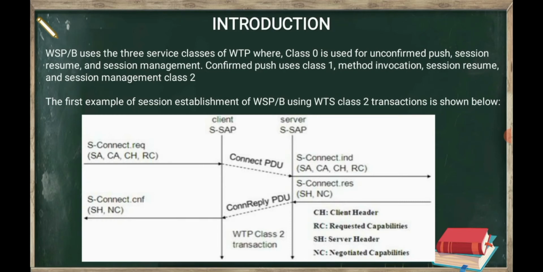Now I will see what all these are. With S-Connect.req or request, these all are known as primitives. That is the S-Connect.request primitive. A client can request a new session. It is used to request a new session by the client. The parameters are server address SA. S-Connect request has the parameters SA, CA, CH and RC. SA stands for server address, CA stands for client address, CH stands for client header, which is optional, and RC stands for requested capabilities. The session layer directly uses the addressing scheme of the layer below.